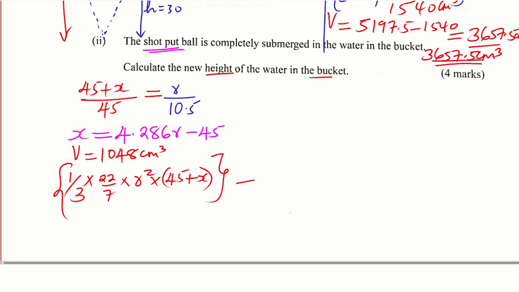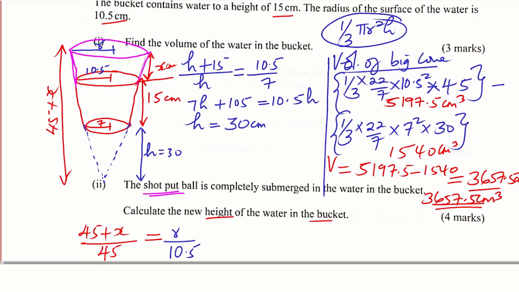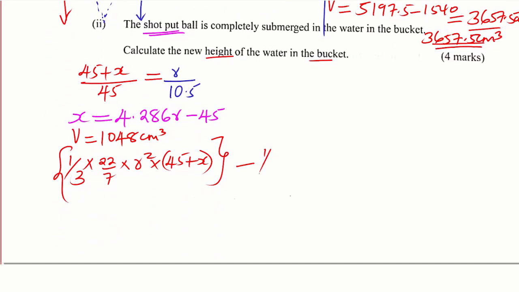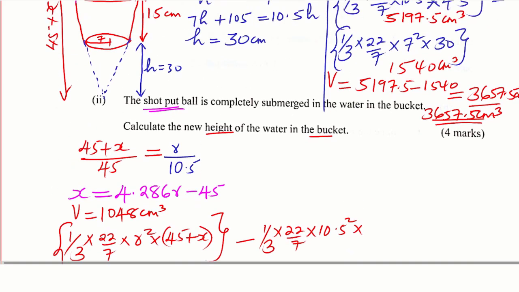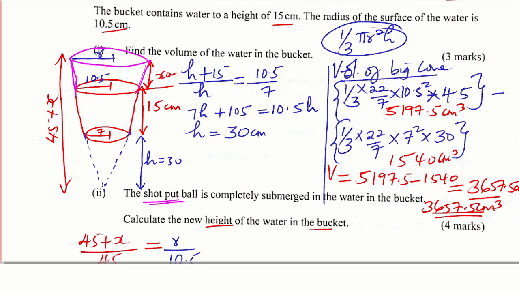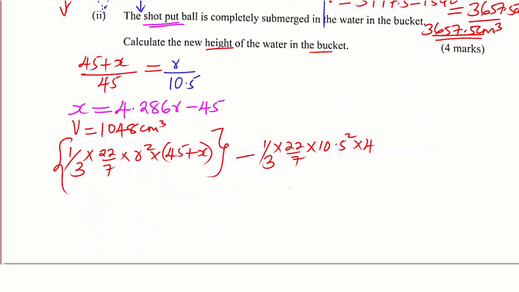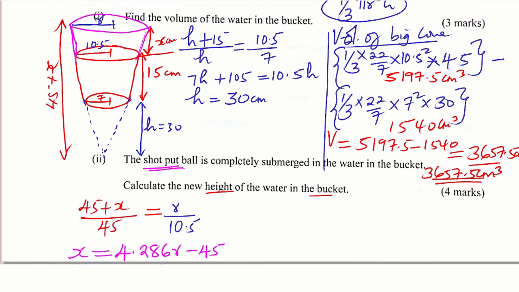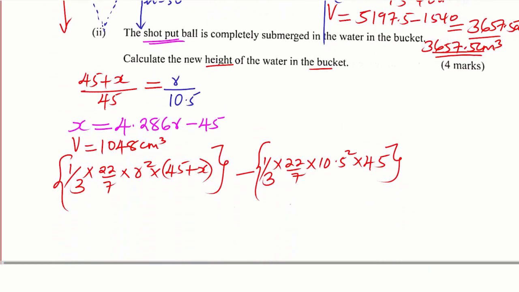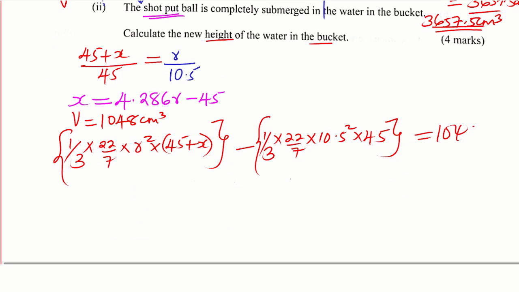Then we subtract the volume of the smaller cone, which has a radius of 10.5. So that is a third times 22/7 times 10.5 squared, and the height is 30 plus 15, that will be 45. By doing so, we shall get the volume of that part x, which is the volume of the shot put, because it is as a result of submerging the shot put. And this one will give 1048, the volume of the shot put.